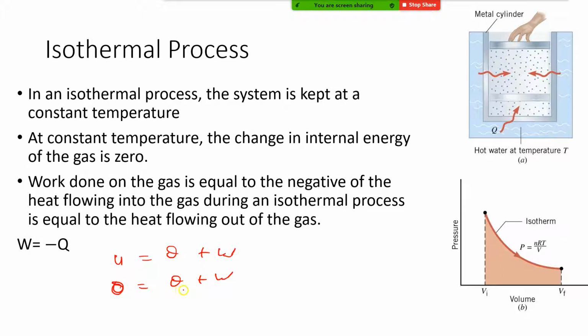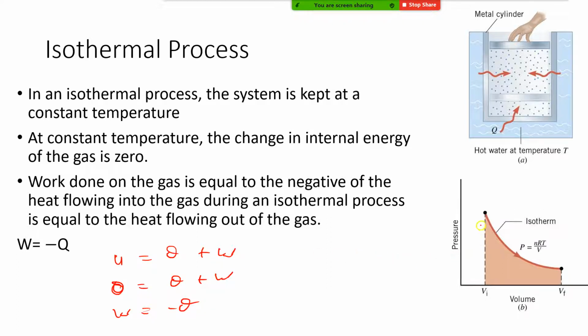Then we can just transpose this to say that the work that is done is going to be the negative of the heat that is supplied to the system, by transposing to make work the subject. So work is equal to minus Q, right? Work that is done on the gas is equal to the negative of the heat that is flowing into the gas during the whole isothermal process. That is just what is happening whenever you have this process of isothermal taking place.